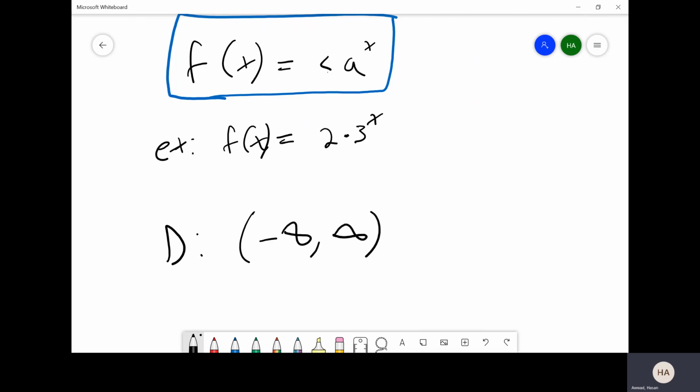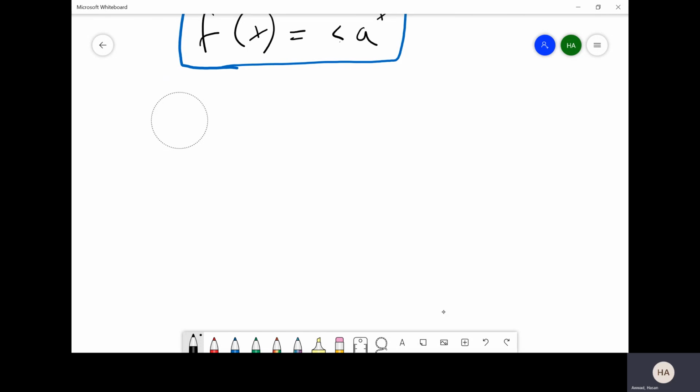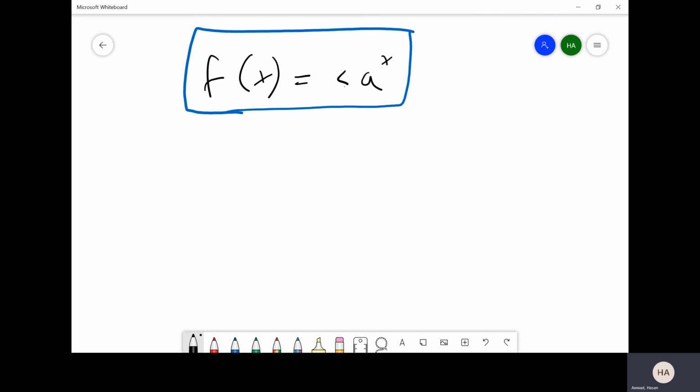So we know that the domain is all real numbers, and the way that you say that is from negative infinity to positive infinity. Okay, so let's work through a couple examples here just to really fully understand what we're doing. Let's get rid of this example, but we'll keep the box up here just so we know what we're doing.